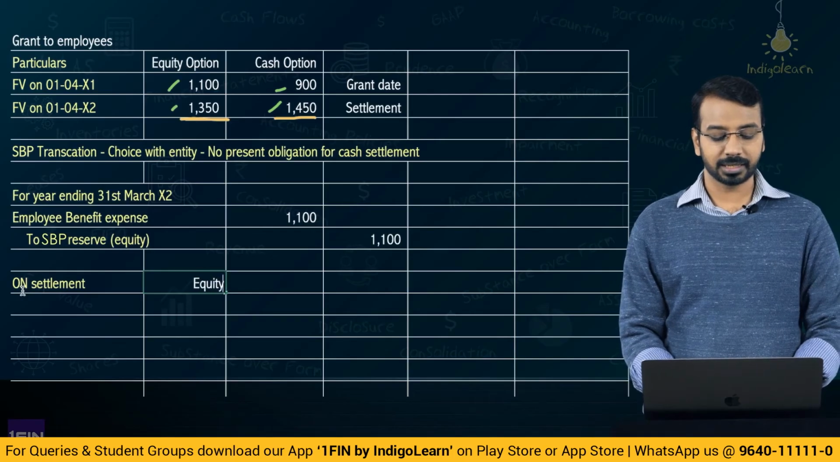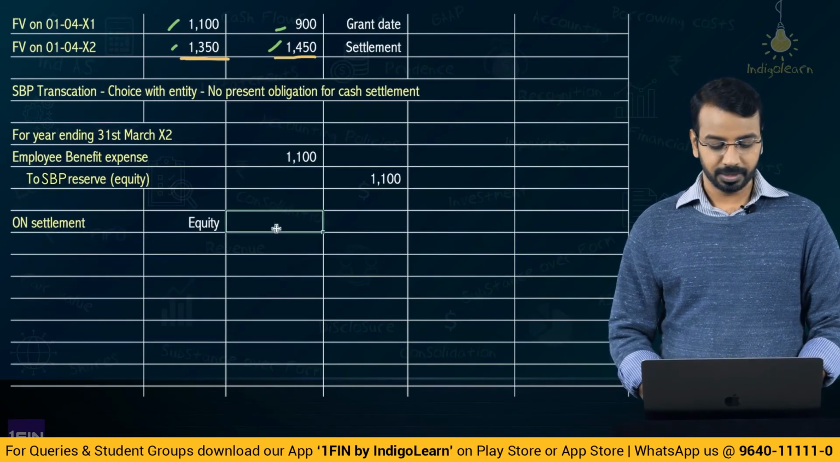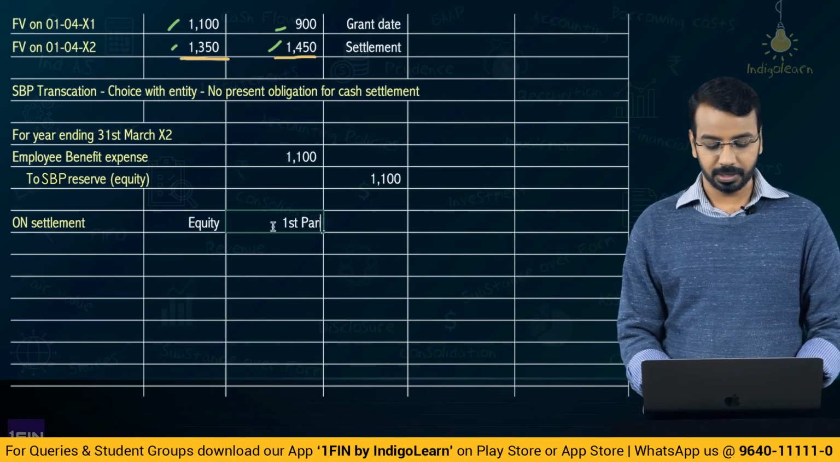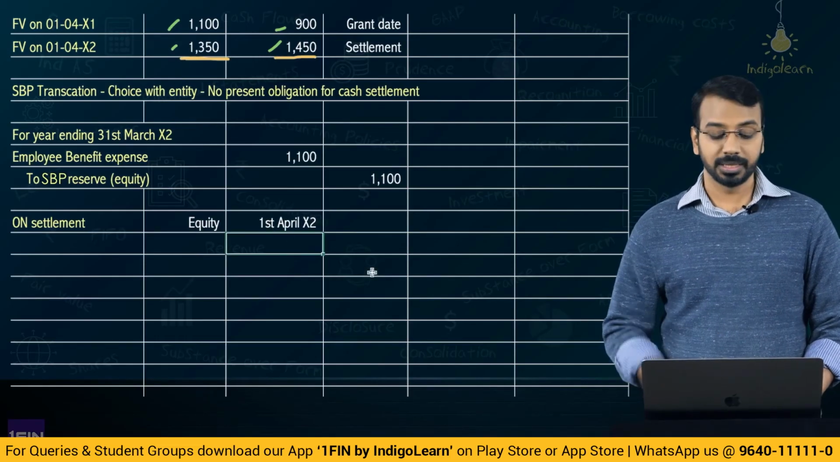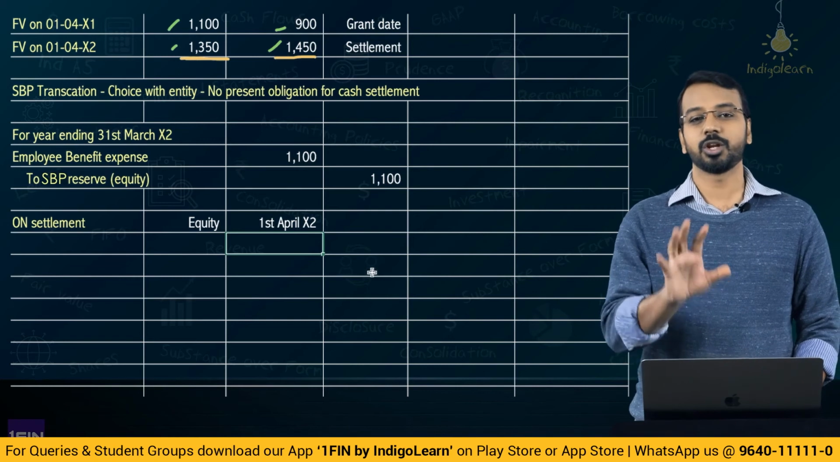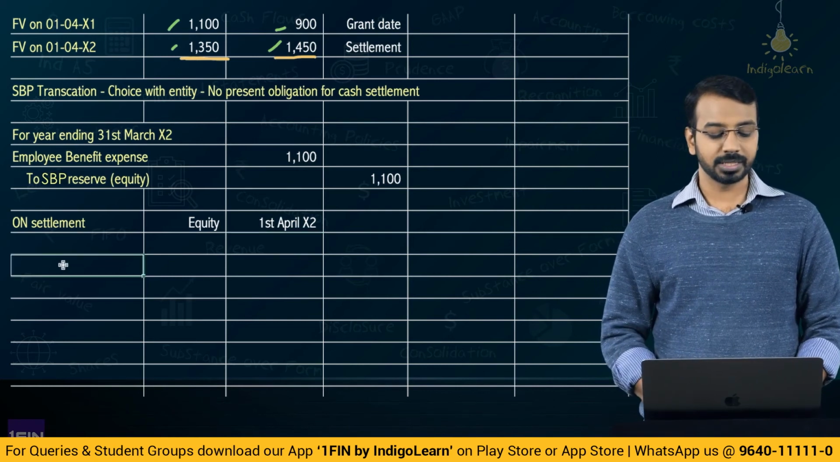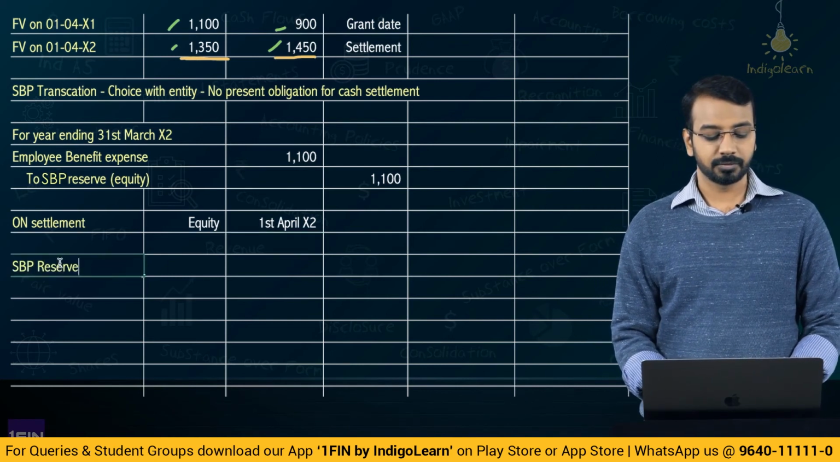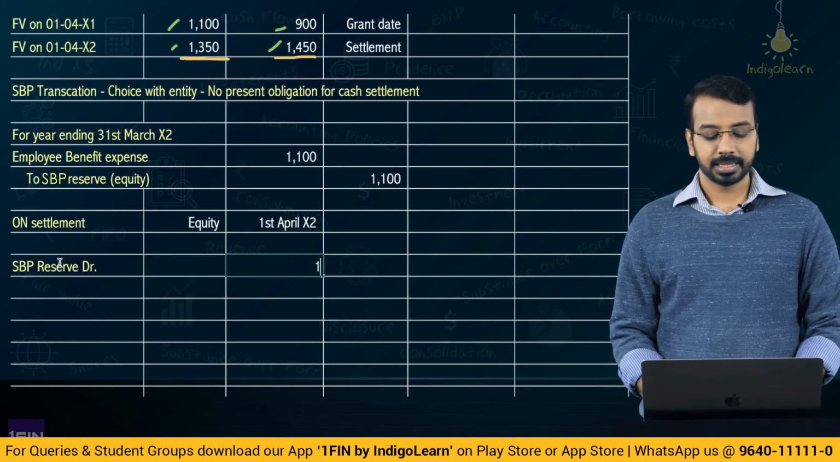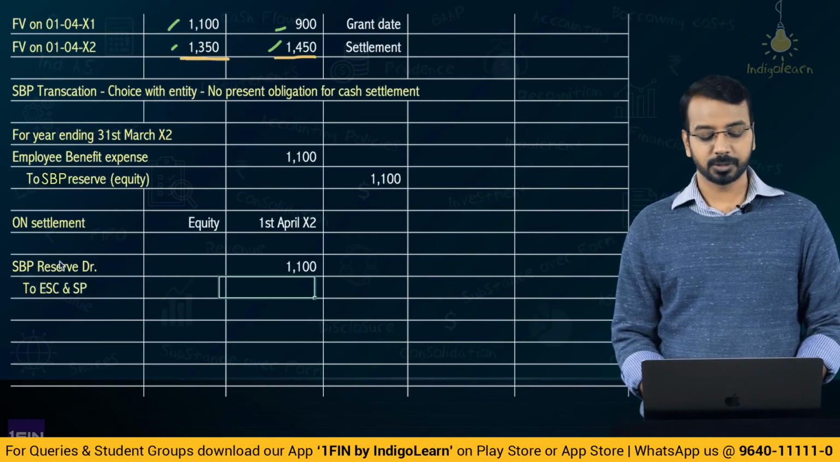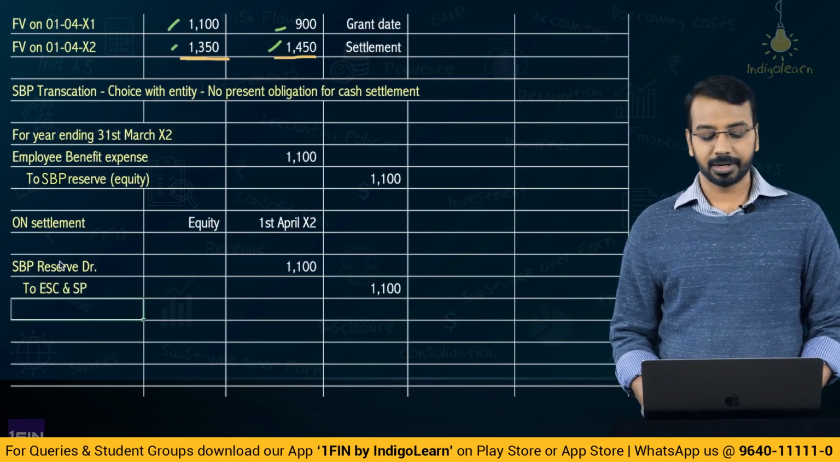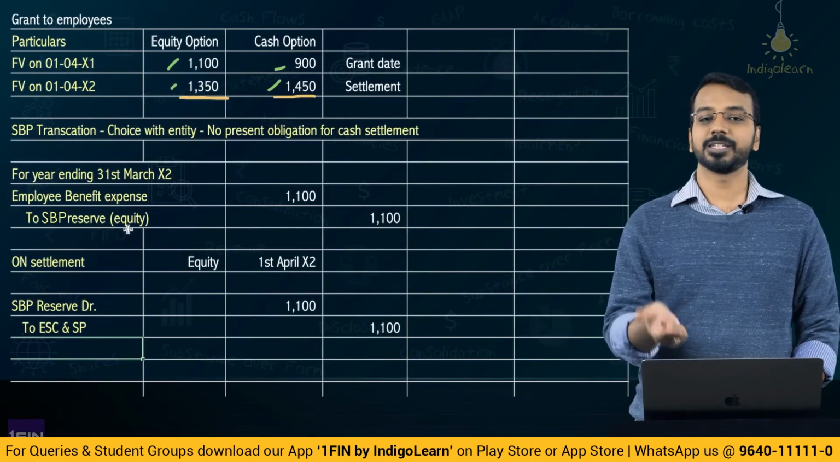So on settlement, if it is equity settled, the transaction will be on 1st of April of year 2, and we have assumed in this case a 1 year vesting period. So on this date, what will you do? SBP reserve debit 1100, and you will say to equity share capital and maybe securities premium 1100. So no further adjustments are needed.